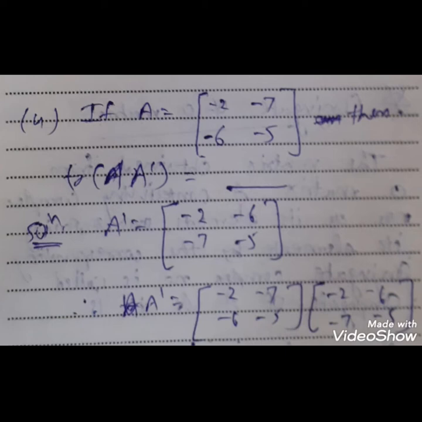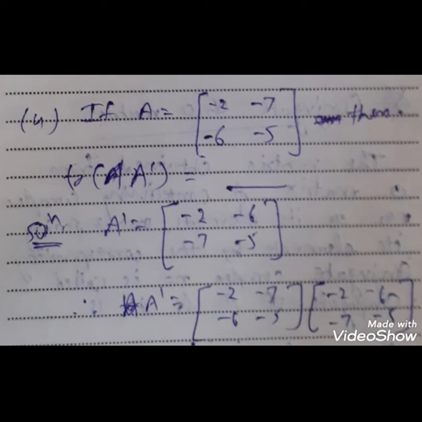So first we have to take the transpose of this matrix. That is, A dash means the first row is converted into the first column and the second row is converted into the second column. So we get A dash as -2, -6, -7, -5. Then we take its multiplication. So here A into A dash equals matrix A, that is -2, -7, -6, -5, into A dash, that is -2, -6, -7, -5.